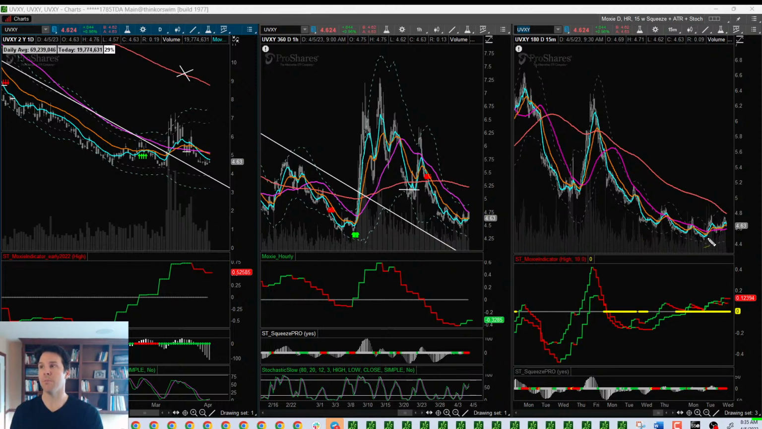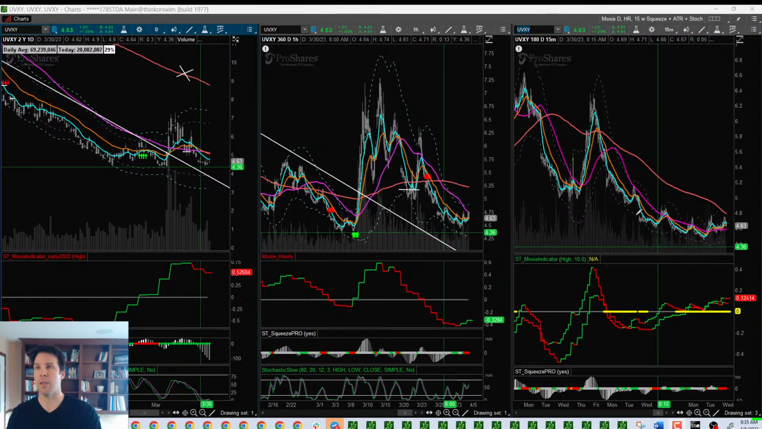As far as the 15-minute, we're starting to see some traction through here. We can see that price is over the 15-minute 50, and the Moxie indicator has been up over zero. So we are seeing indications that this thing is starting to build and try to move, and we have to keep an eye on whether that's actually going to work out that way.